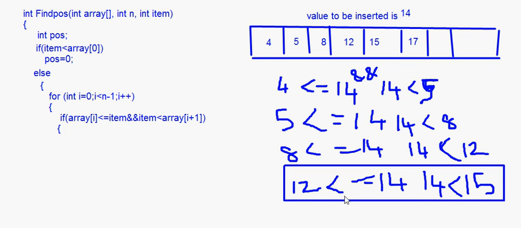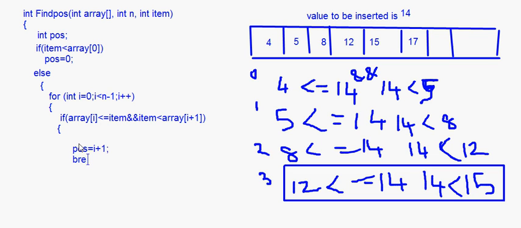So now when I come to this place, see, I started from 0, right? Here the value of i was 0, here it was 1, here it was 2 and here it was 3. Okay. So now when I come into this condition, the value of i is 3. Now I say pos is equal to i plus 1. So what happens? Pos becomes equal to 4, right?